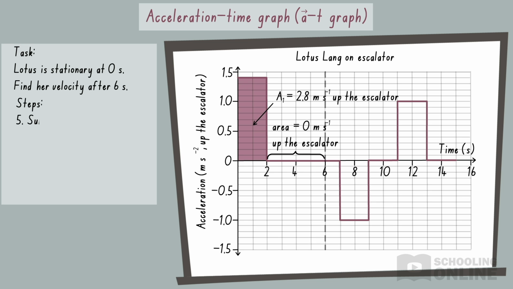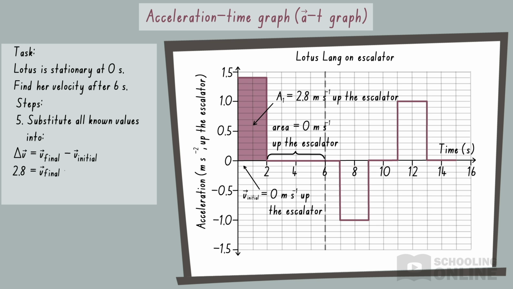Finally, we substitute the known values into the equation. The change in velocity is the difference between the final velocity and initial velocity. By solving this equation, we find that her final velocity after 6 seconds is 2.8 metres per second up the escalator.